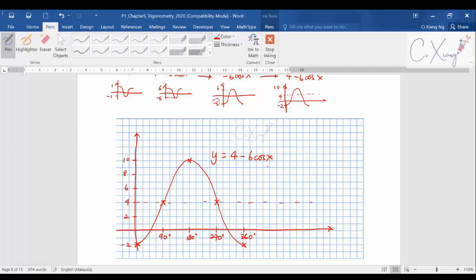For the next video, we are going to cover the trigonometry identity, and after that you also need to learn how to solve the trigo equation.